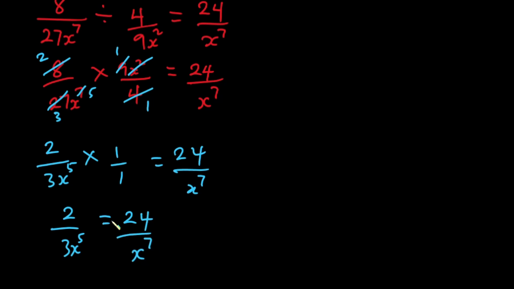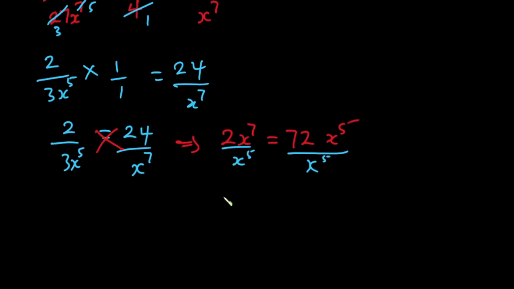So here we can cross multiply. So we have 2x to the 7 is equal to 24 times 3 is 72x to the power 5. Alright, so we can divide each side by x to the power 5. So we have x to the power 5, then x to the power 5 over here. This is the same as 2x to the power 7 minus 5 is equal to, this one will cancel this, so we have 72 over here. So we have 2x to the power 7 minus 5 is 2 is equal to 72.